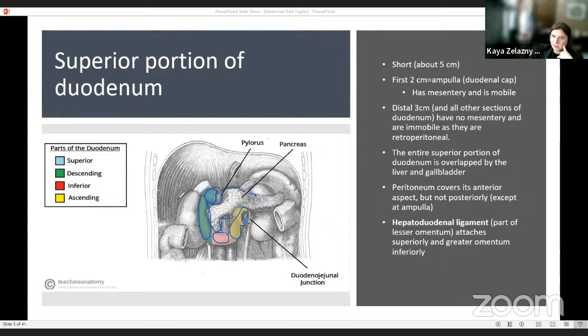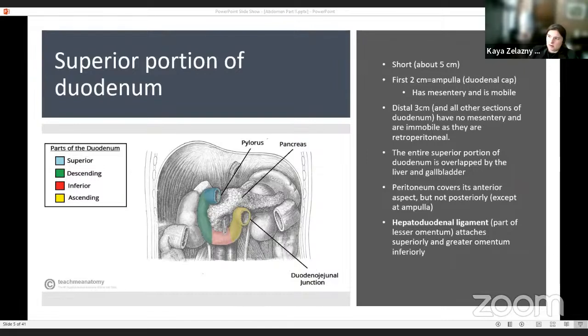Okay. All right, so beginning with the first part, this is really short, about 5 centimeters. We consider the first 2 centimeters to be the ampulla of the duodenum, also sometimes referred to as the duodenal cap. It's special because it has a mesentery, which means it projects out into the space in the abdomen. It's intraperitoneal, and it's going to be mobile. So it's going to be able to move around a little bit because of that positioning.